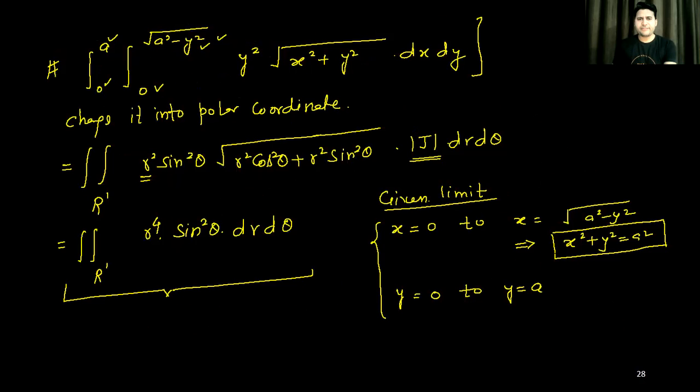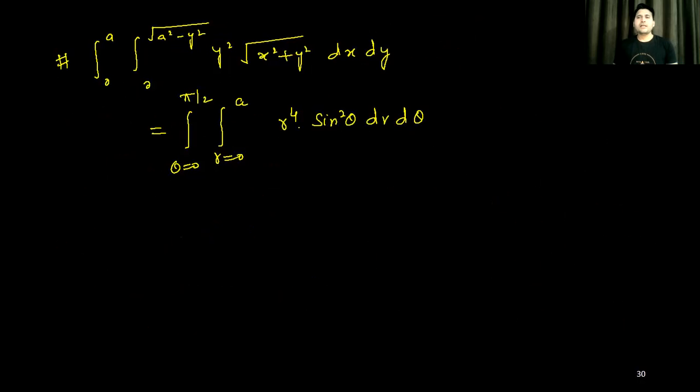We can cross check whether we are right. Yeah, r to the 4 sine square theta. So now this is the change of variable that we are having, from XY coordinates to r theta coordinates, and this is the new limit. Now I think you can see it's too easy to solve.